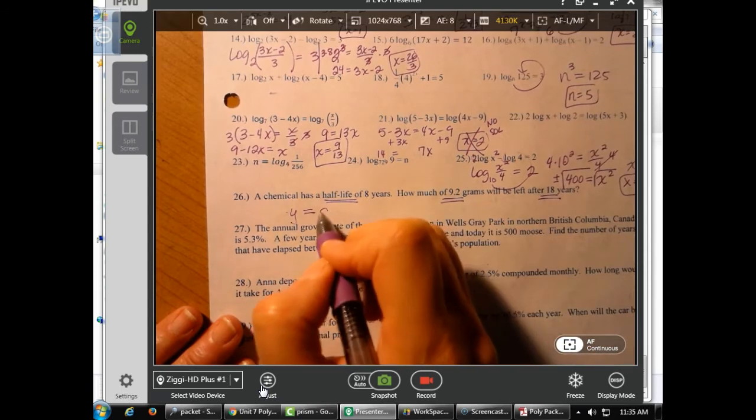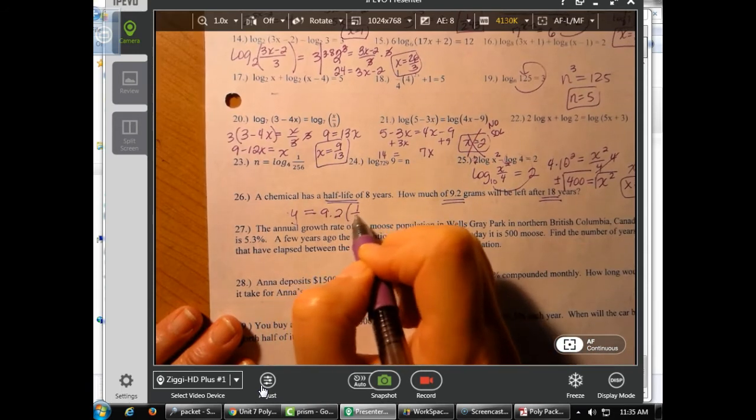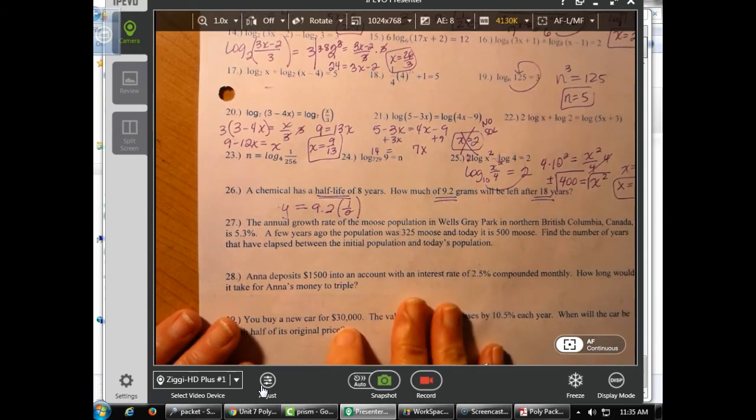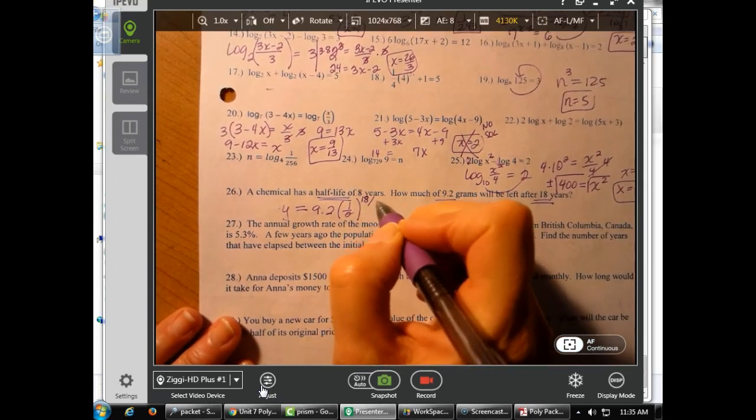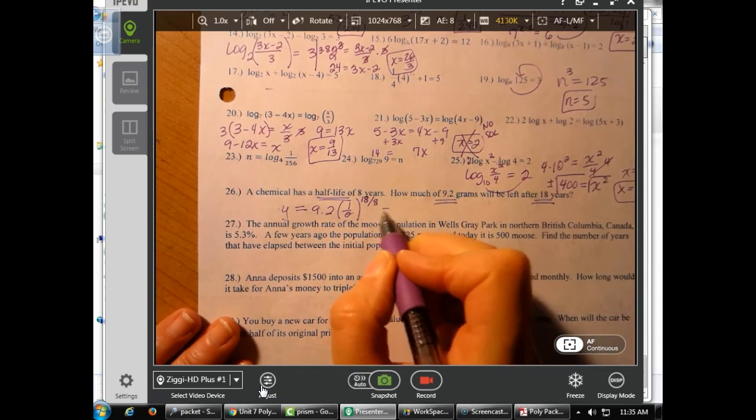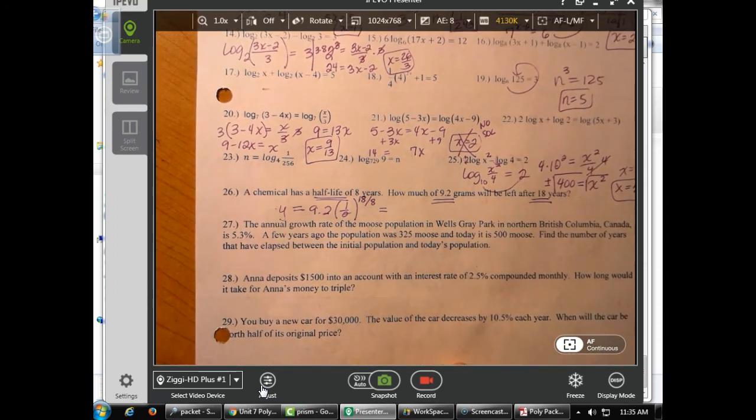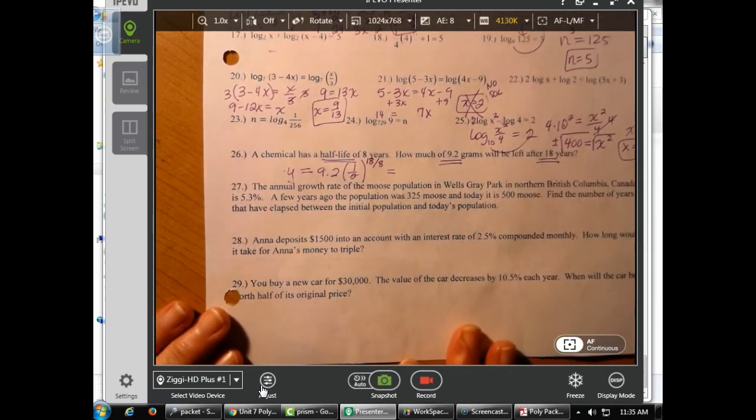You're starting with 9.2. It's a half-life. And the half-life is 8 years. So it's going to be time of 18 divided by the half-life. And you literally just plug that in the calculator and get that answer. So that's how you do that one.